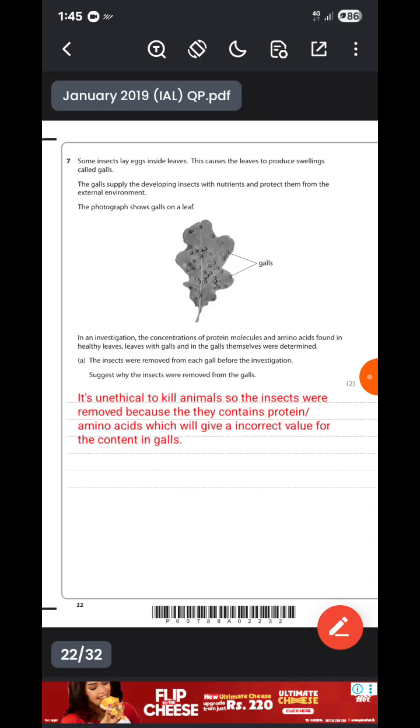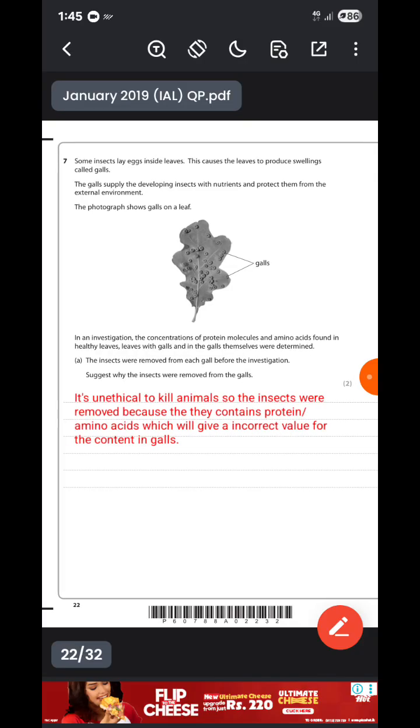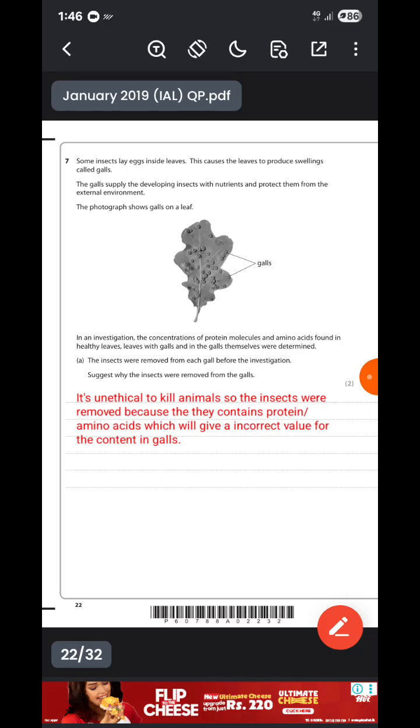Part A. The insects were removed from each gall before the investigation. Suggest why the insects were removed from the galls. So the answer is it's unethical to kill animals, so the insects were removed because they contain proteins or amino acids, which will give an incorrect value for the content in gall. So that means they are taking only the amount of amino acids and proteins in galls. But if insects are also there, then the content of proteins and amino acids of insects will also be taken. It will be an overestimate. So because of that, the insects were removed.